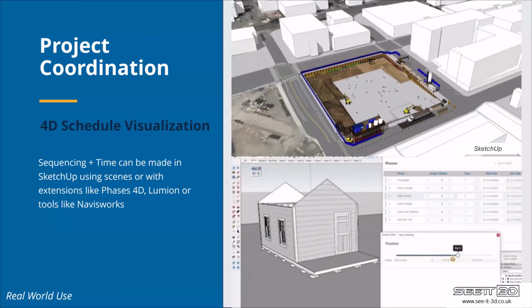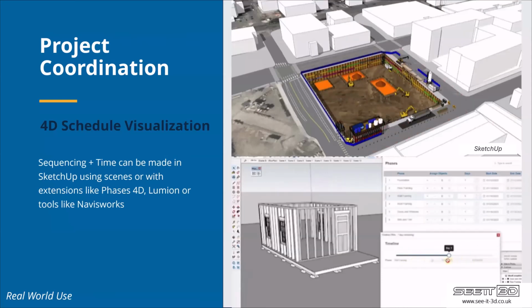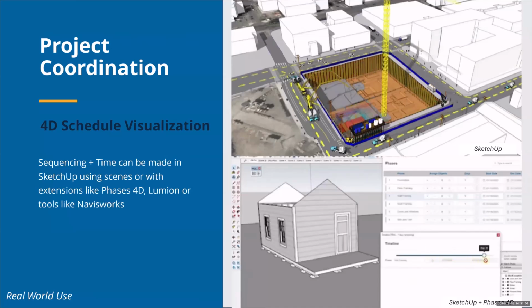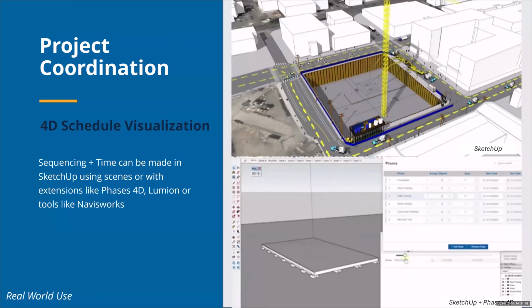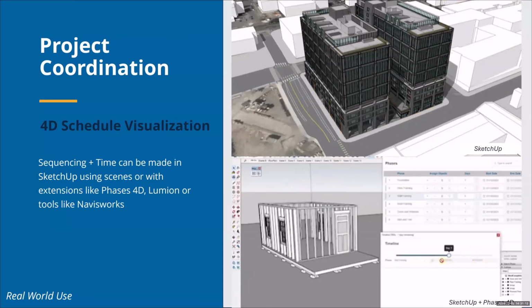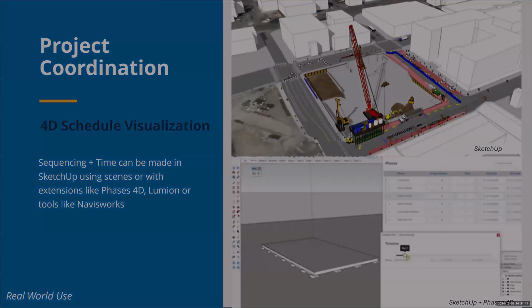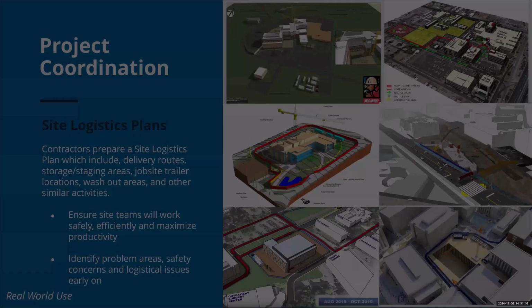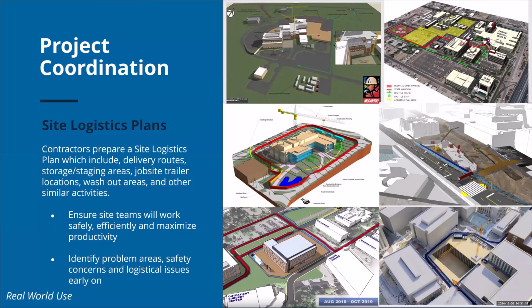We then have a 4D schedule visualization tool where you can basically phase, 4D phasing they call it, to animate the build process. Site logistics planning, which is obviously very important for construction companies. It makes real sense to use this in SketchUp because it's very visual and straight away you can see the challenges on site.